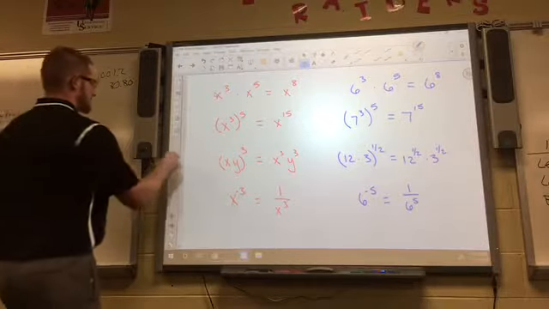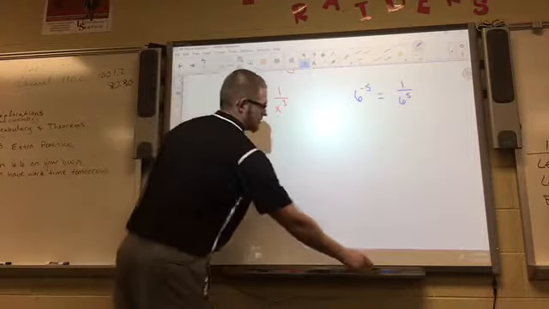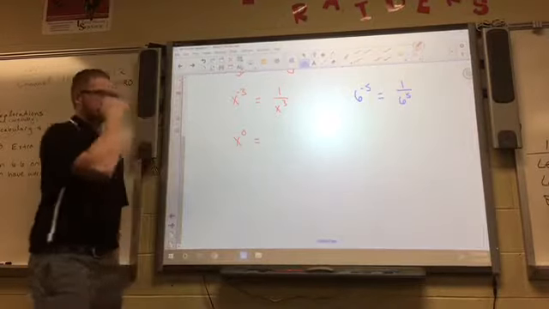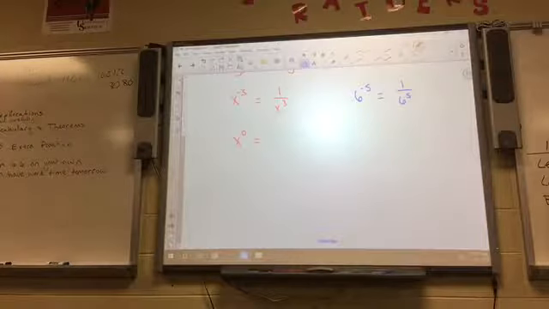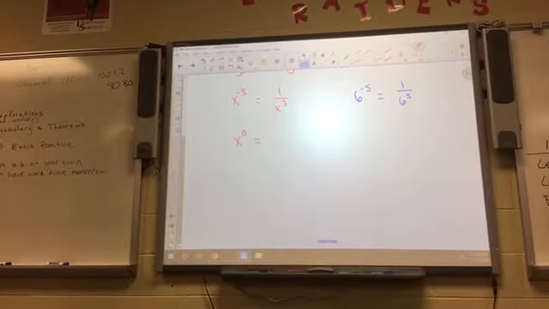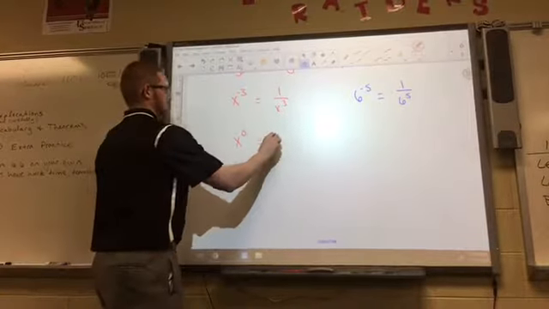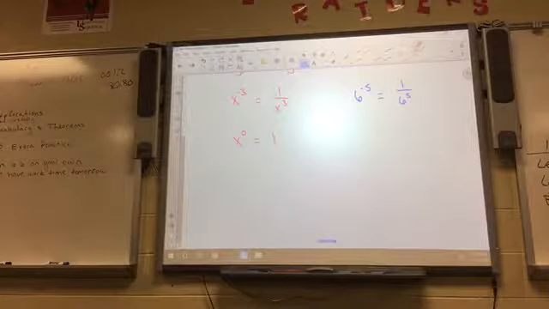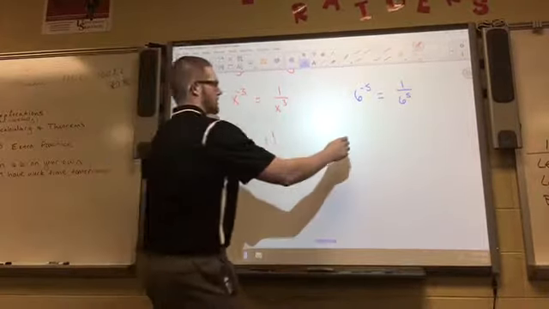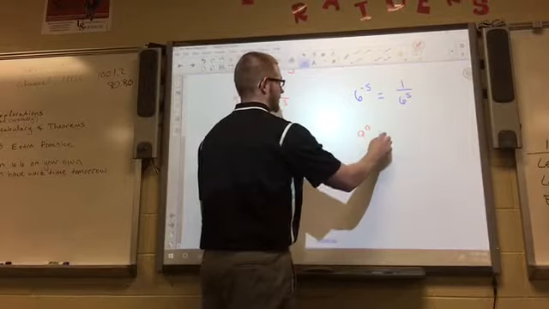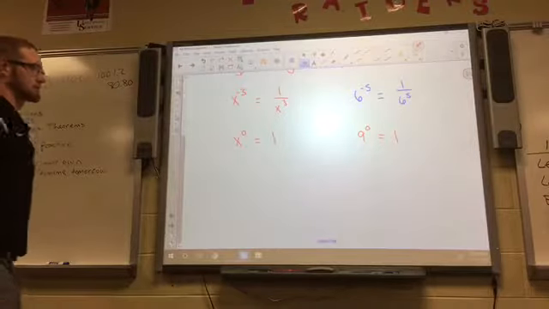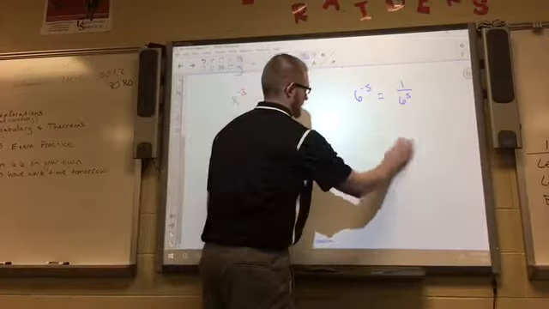Zero exponent. x to the 0. You guys know the rule for a zero exponent? Anything to the 0 power is always equal to 1. Not 0, that would be the multiplication. So even if I have a number, 9 to the 0 power is equal to 1.